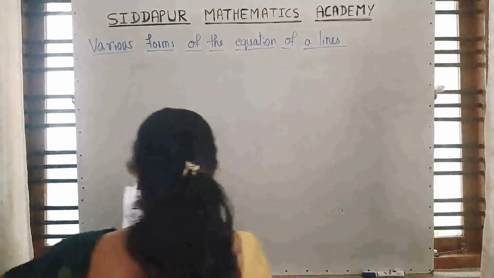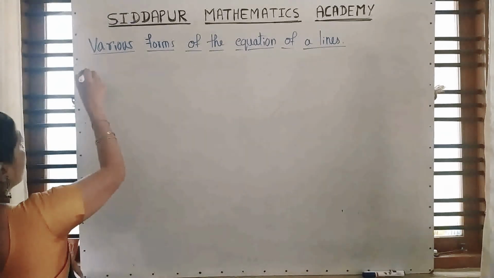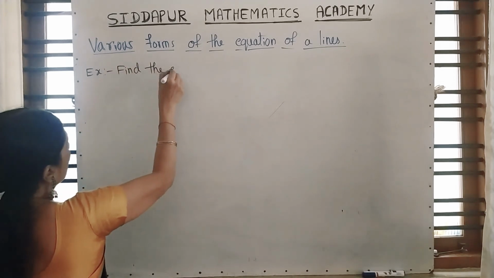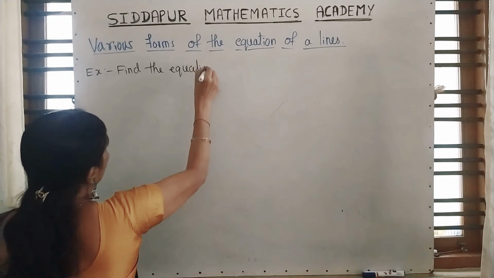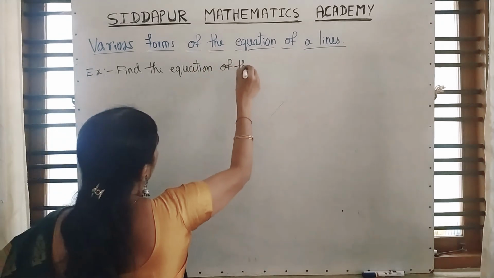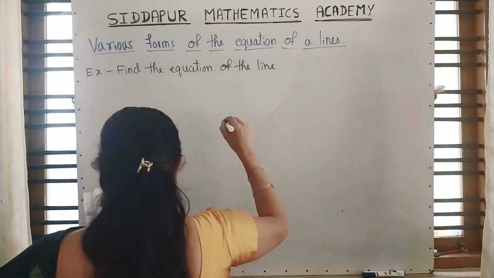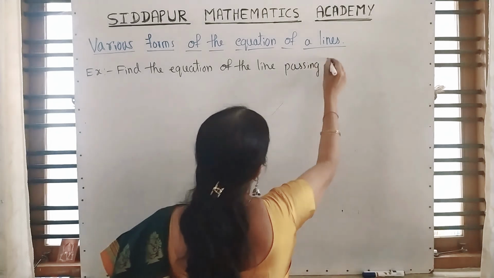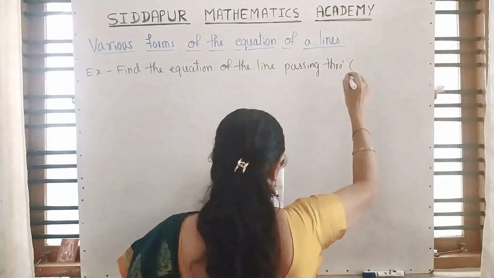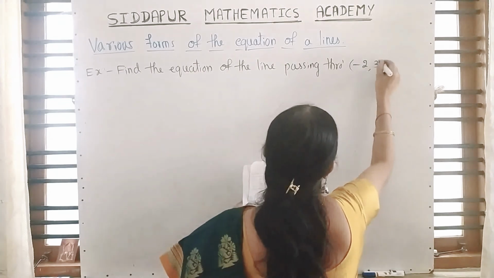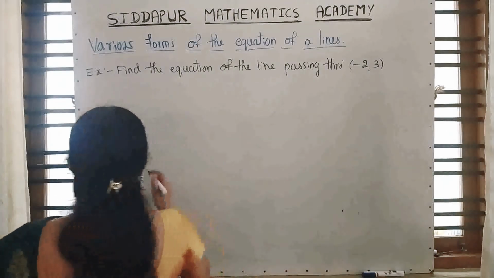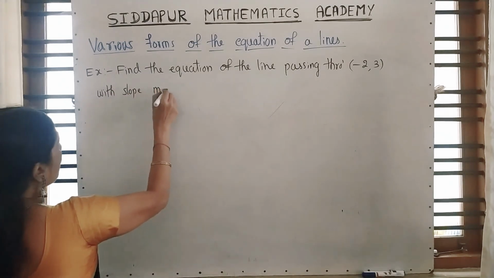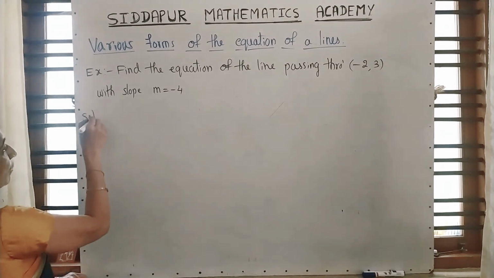Write down the example. Find the equation of the line passing through (-2, 3) with slope m = -4. So you write the solution.